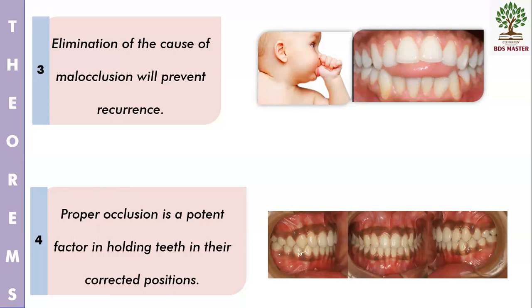Then next we move on to the fourth one, which is proper occlusion. So what is proper occlusion according to you all? When Riddle is saying proper occlusion, it is a potent factor. Molar key and canine class 1. Yes, class 1 occlusion. Maximum intercuspation, having the overjet and overbite in proper positions. Very good.